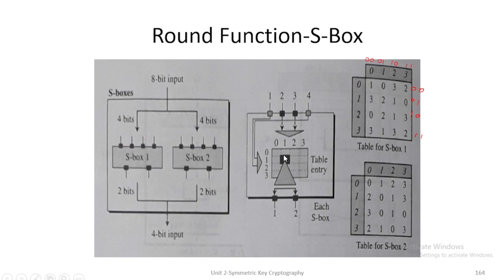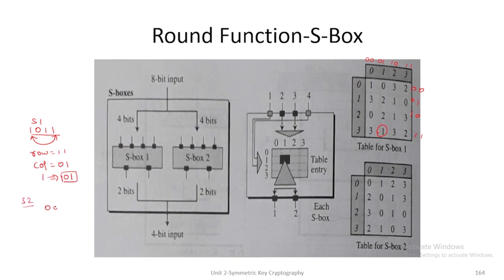Then, for example, suppose for the first S box the input is given like this. This is S box 1. How do we refer to it? The outer bits are taken as the row, so the row is 1, 1. The inner 2 bits are treated as the column. So 1, 1 means we refer to the 4th row of the S1 box, and 0, 1 means we refer to the second column. So the answer is 1. If you write 1 in binary format, the answer is 0, 1. This is the S1 box value.